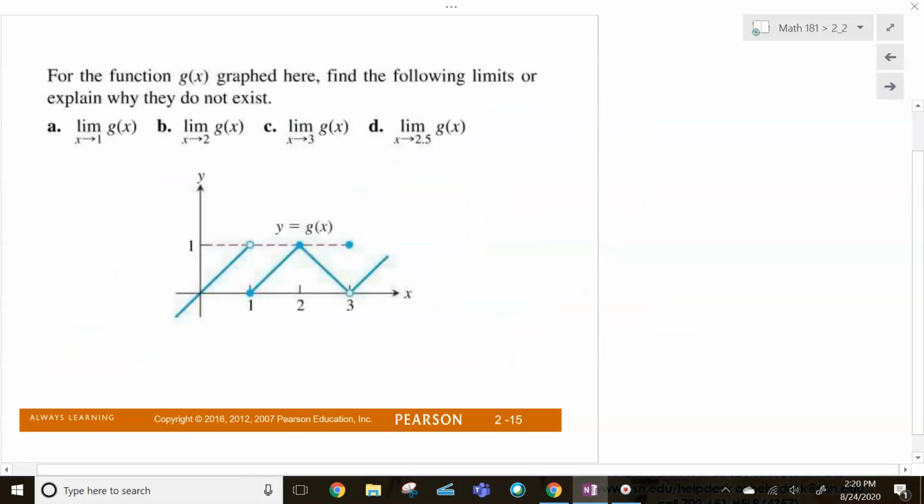Okay? Alright, let's do some more here graphically. Find the following limits or explain why they do not exist. A, the limit as x goes to 1 of g of x. As we approach 1 from both sides, so here's our x value of 1. I'm going to approach it from the left. It looks like it's going to a y value of 1. As I approach it from the right, they're disagreeing. If I follow this function from the right, it goes to 0. As I approach it from the left, it's going to 1. No limit. The limit does not exist.